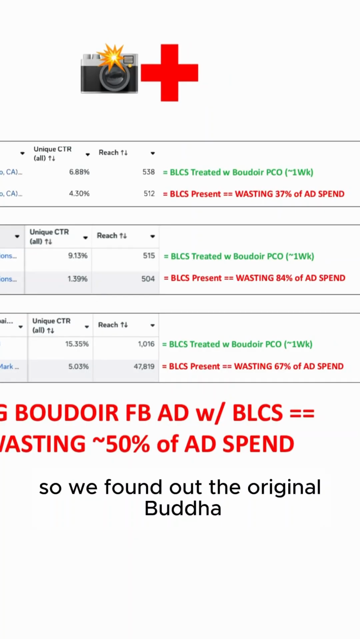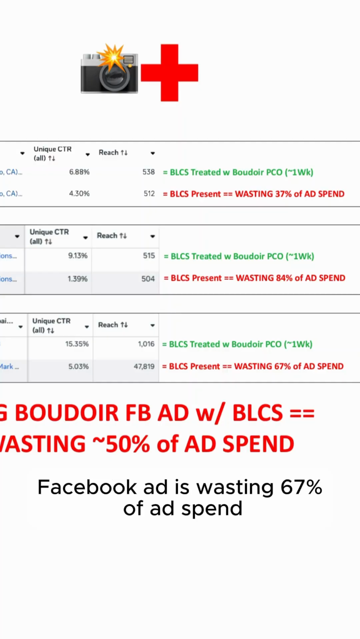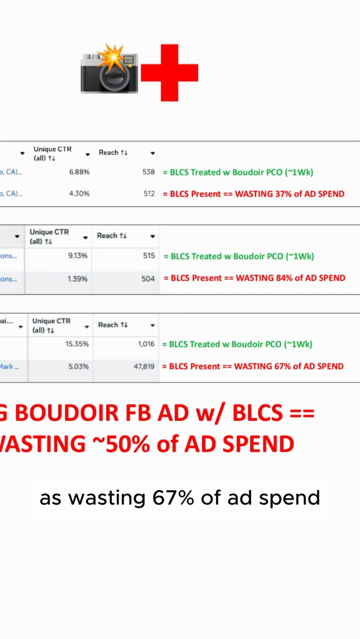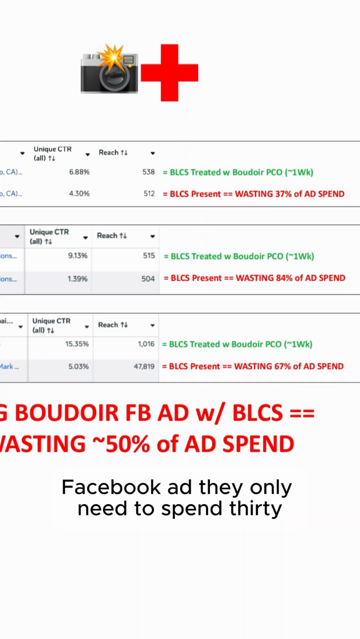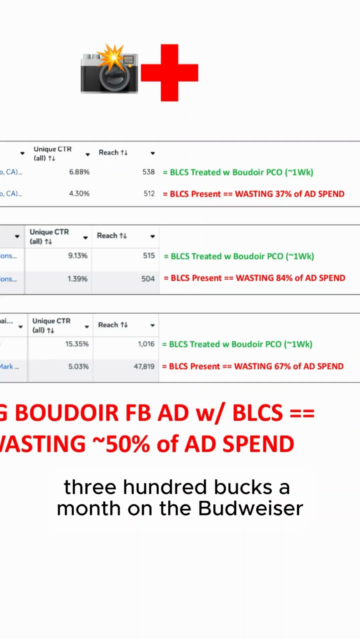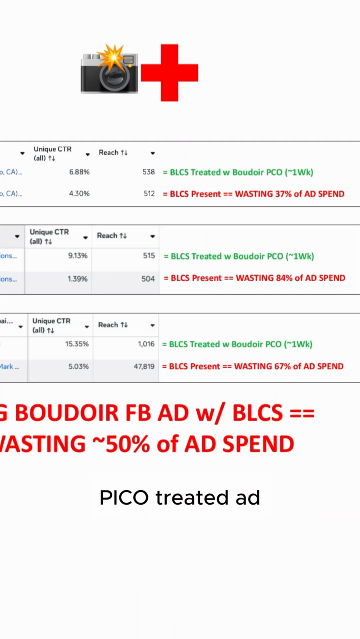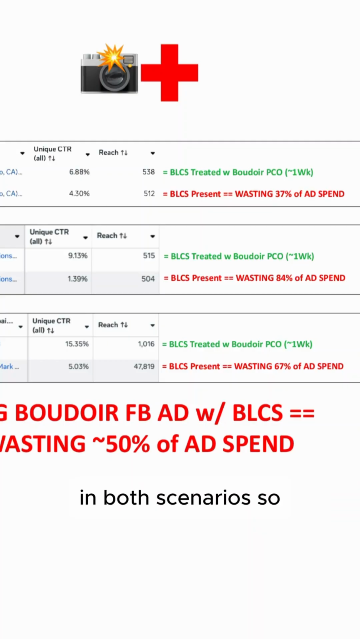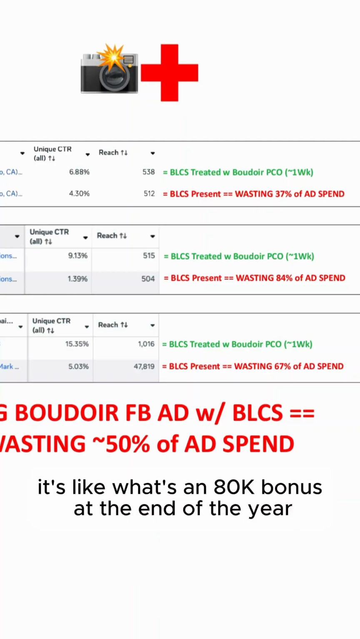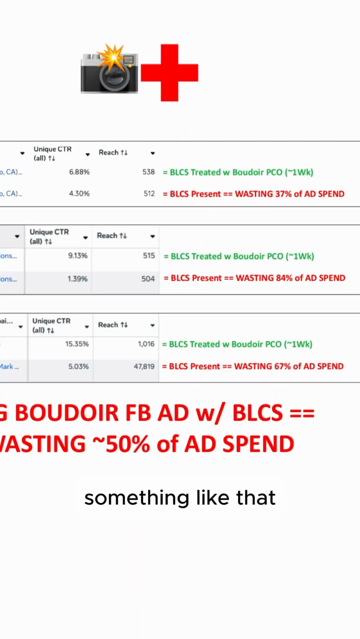So we found out the original Boudoir Facebook ad was wasting 67% of ad spend. That means they're spending 10 grand a month on the original Boudoir Facebook ad. They only need to spend $3,300 a month on the Boudoir Pico treated ad to get their ad into the same number of women's brains in both scenarios. So it's $6,700 a month that was being wasted. Now it's back in his pocket every single month. He doesn't have to spend that money anymore. And it's like, what's an 80K bonus at the end of the year, something like that.